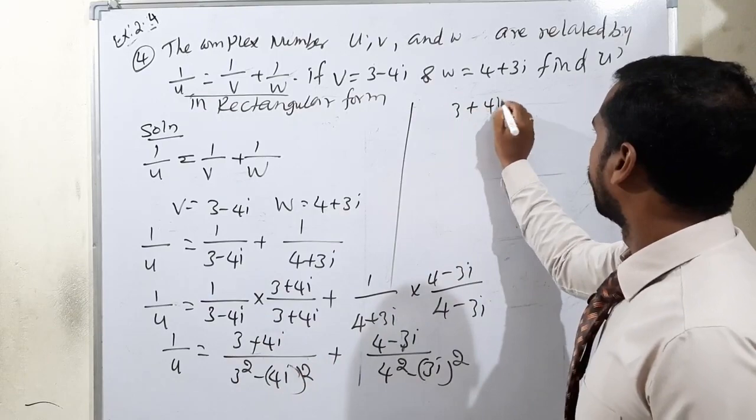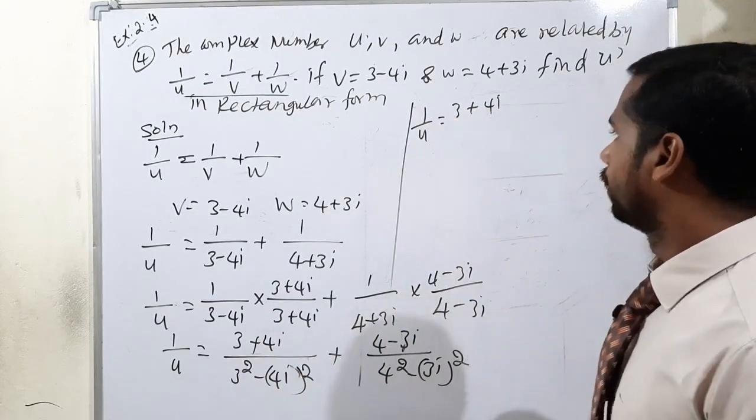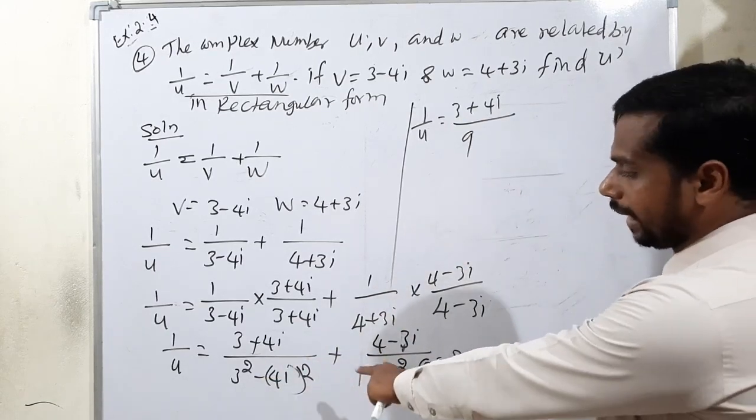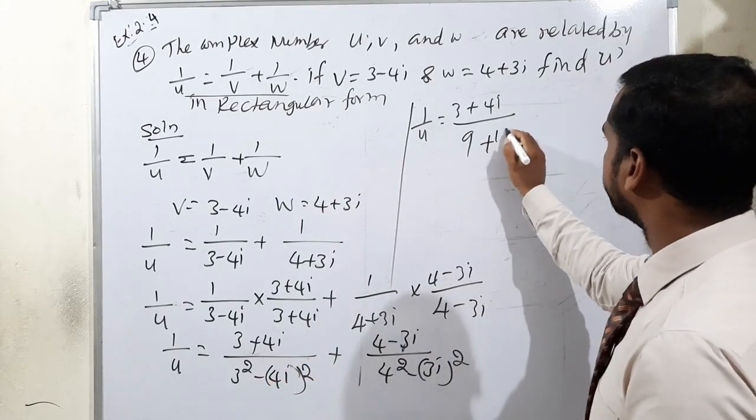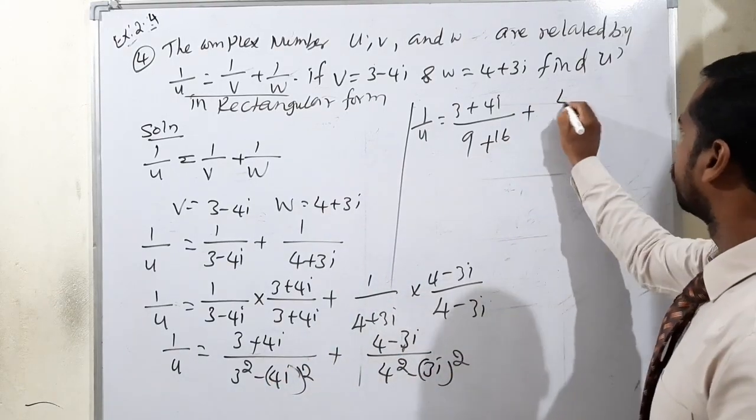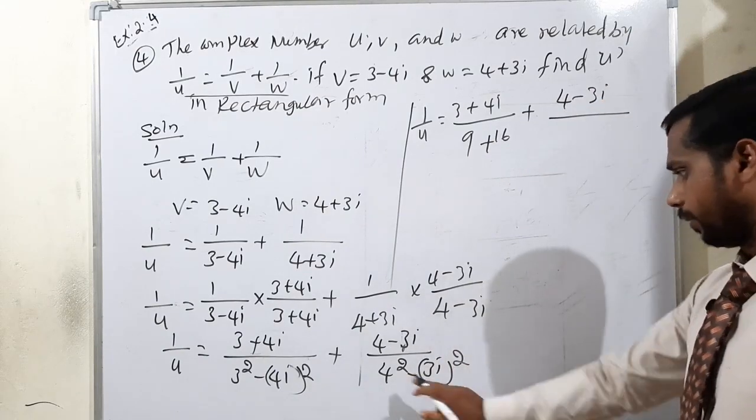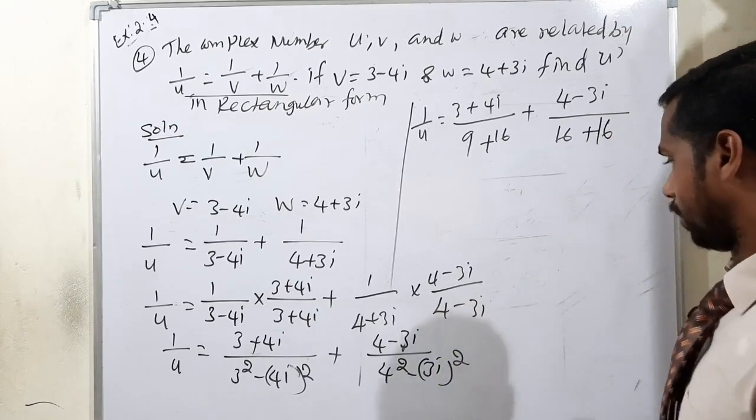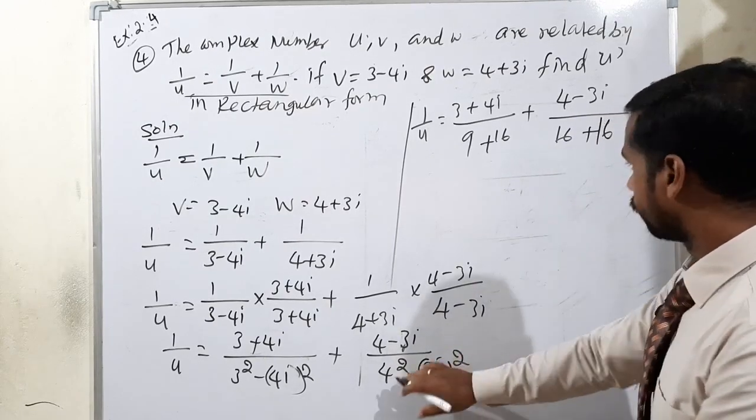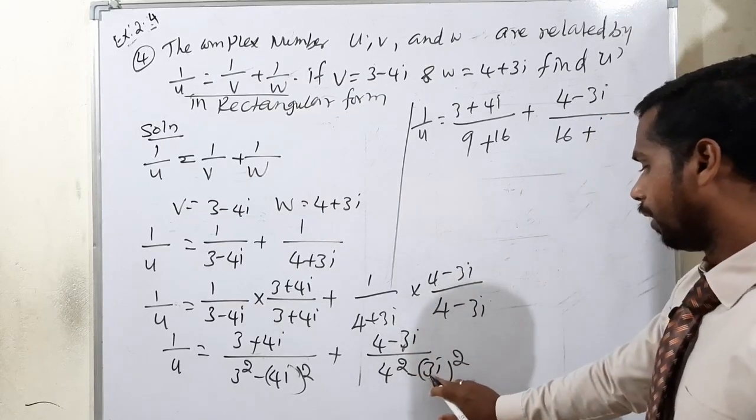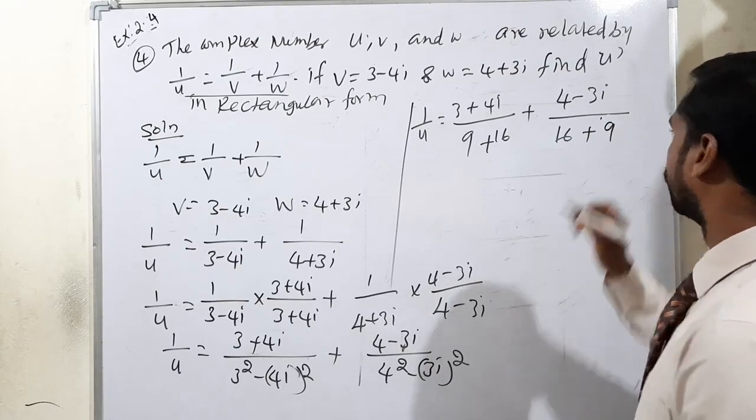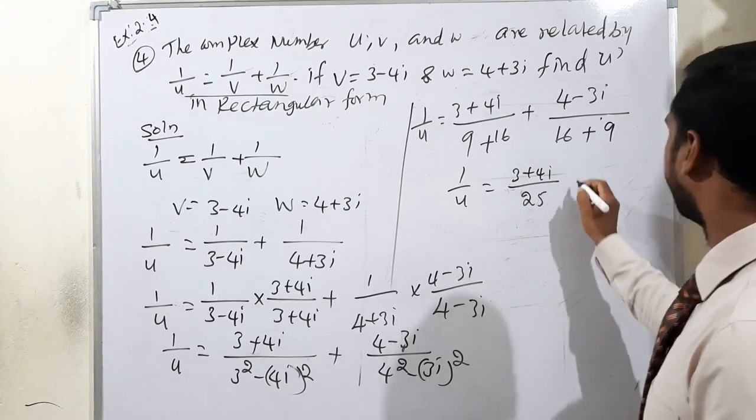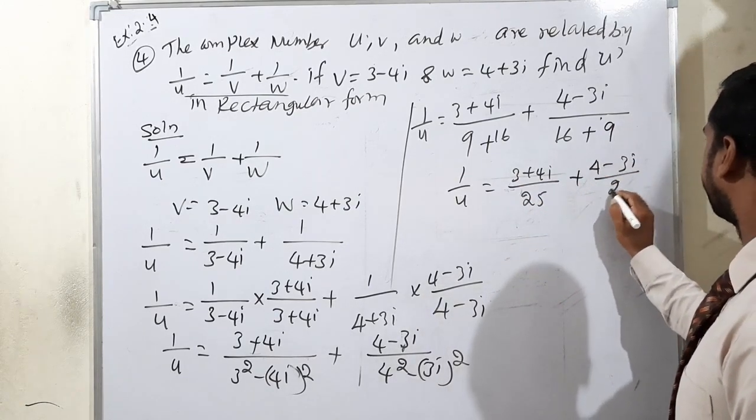Then (3 + 4i) over the denominator: 3² means 9, (4i)² means 16, and i² means −1, so positive 16, giving 25. Plus the second part, (4 − 3i): 4² means 16 and (3i)² gives 9, so again 25. So 1/u = (3 + 4i)/25 + (4 − 3i)/25.